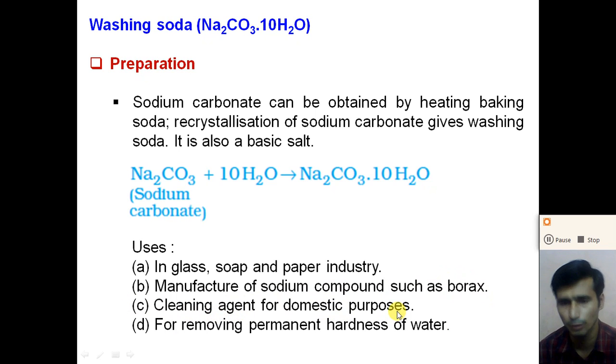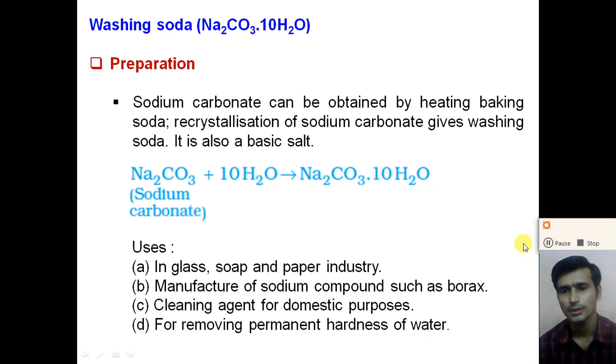In our home, we use washing soda for cleaning clothes, or for other domestic cleaning purposes. Washing soda is used for removing permanent hardness of water. So dear student, understand the preparation and uses of baking soda and washing soda.